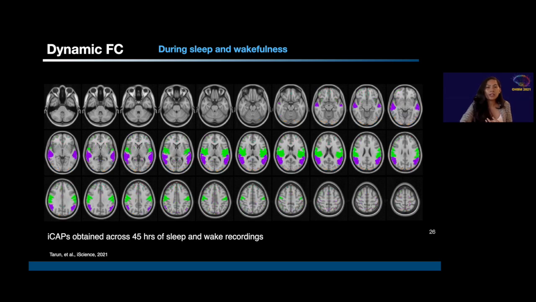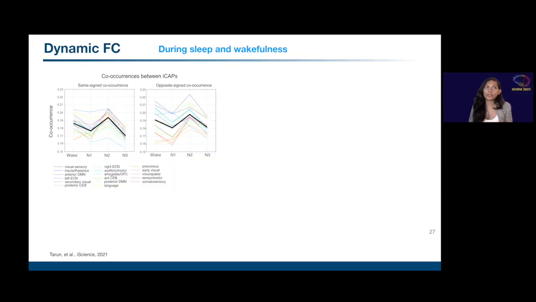And so this is actually what we did here, that we evaluated the amount of overlap between these networks. So each line that we see here is a set of ICAPs, and we count the number of ICAPs that are overlapping with each of the ICAPs that we consider. And this is done across wakefulness, stage 1, stage 2, and stage 3 of the non-rapid eye movement sleep.